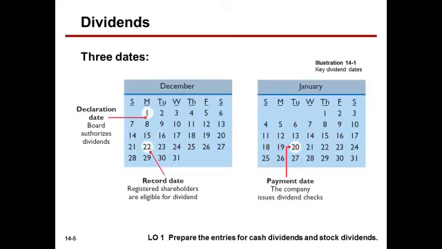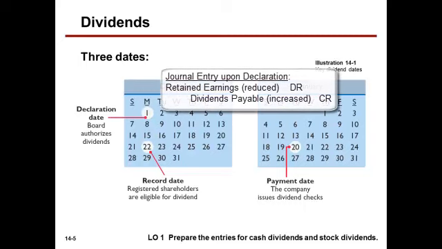There are three dates applicable to dividends. In the case of a cash dividend, there's first a declaration date that they intend to pay a cash dividend. In this case here, the illustration is December 1st. The corporation declares that a cash dividend will be paid. It's at this point that a legal liability is established. A journal entry is made on the declaration date.